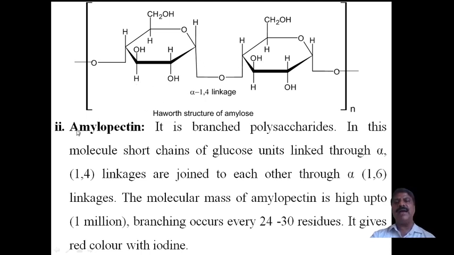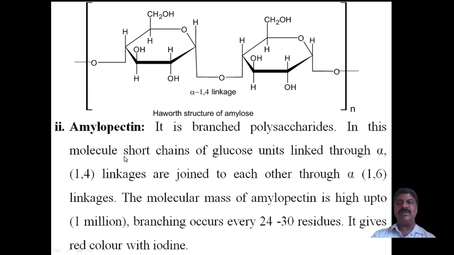Now come to amylopectin. The other component of starch is amylopectin, and usually it is 75% of the total mass. Suppose the mass is 100 gram, then 75 gram is amylopectin and 25 gram is amylose. Then amylopectin is branched. Amylose is a straight line linear structure, but amylopectin is a branched polysaccharide.